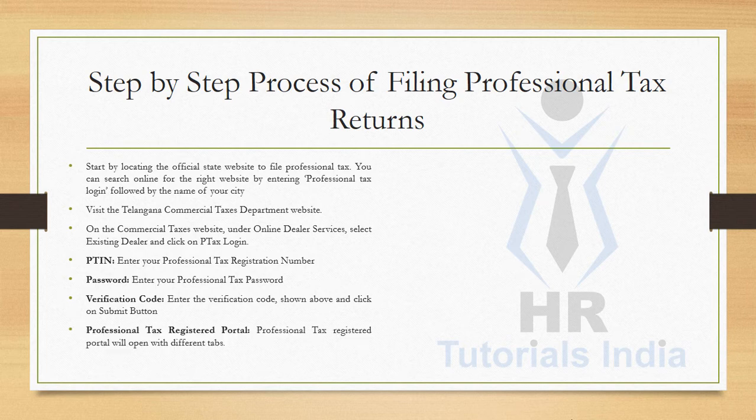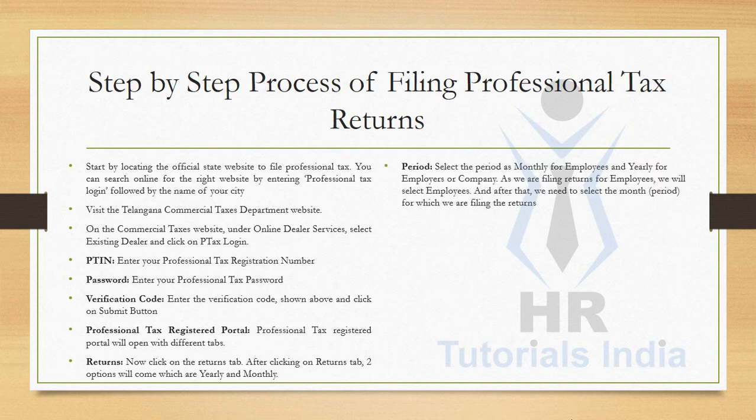Once you click on the submit button, the professional tax registered portal will open with different tabs on it. As we are discussing filing the professional tax returns, we need to choose the Returns tab. After clicking on the Returns tab, two options will be displayed, which are yearly and monthly. Period. Select monthly for employees and yearly for employers or company. As we are filing returns for the employees, the option we need to select is monthly, for filing the monthly returns of the employees.